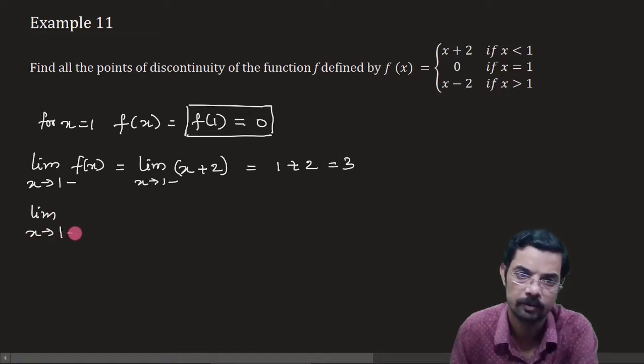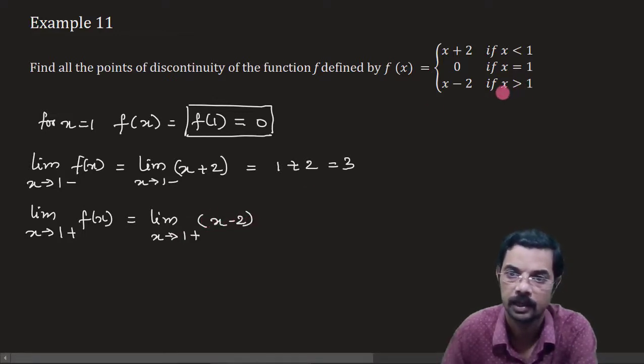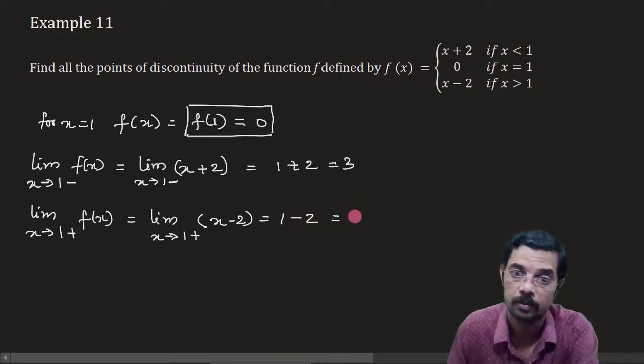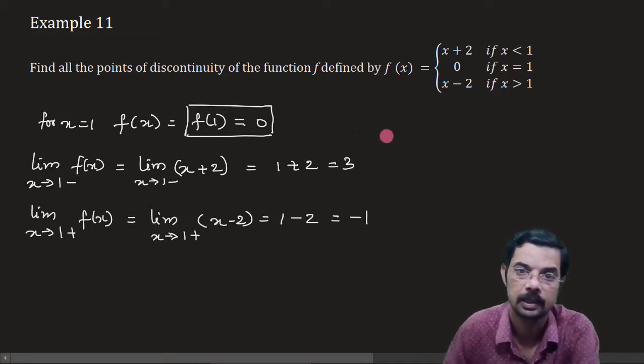And limit x tends to 1 from the right, f(x), it is defined as x minus 2. We can see that from the right, that is x is greater than 1, x is lying to the right of 1. So that is x minus 2. So when I put x equal to 1, 1 minus 2 will be equal to minus 1.